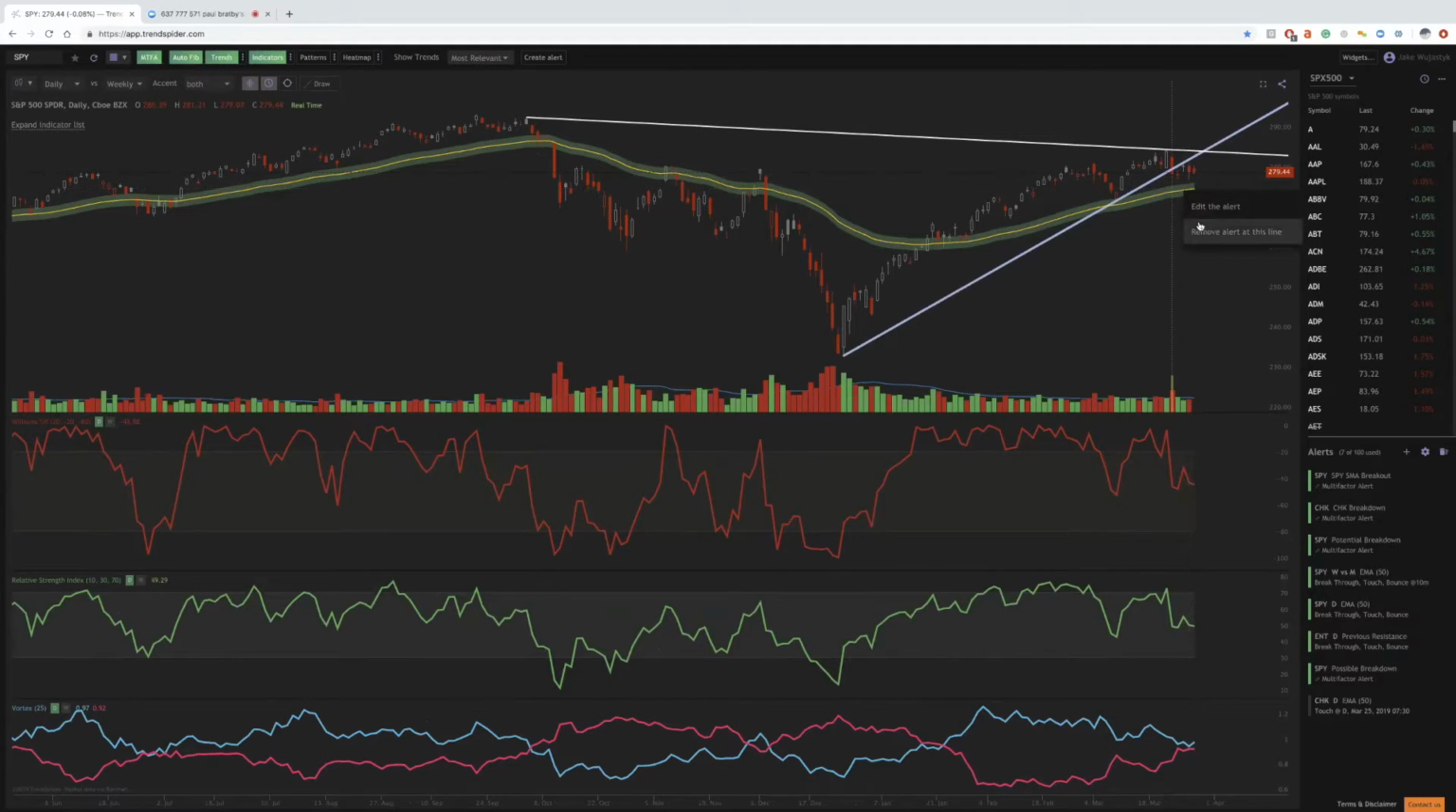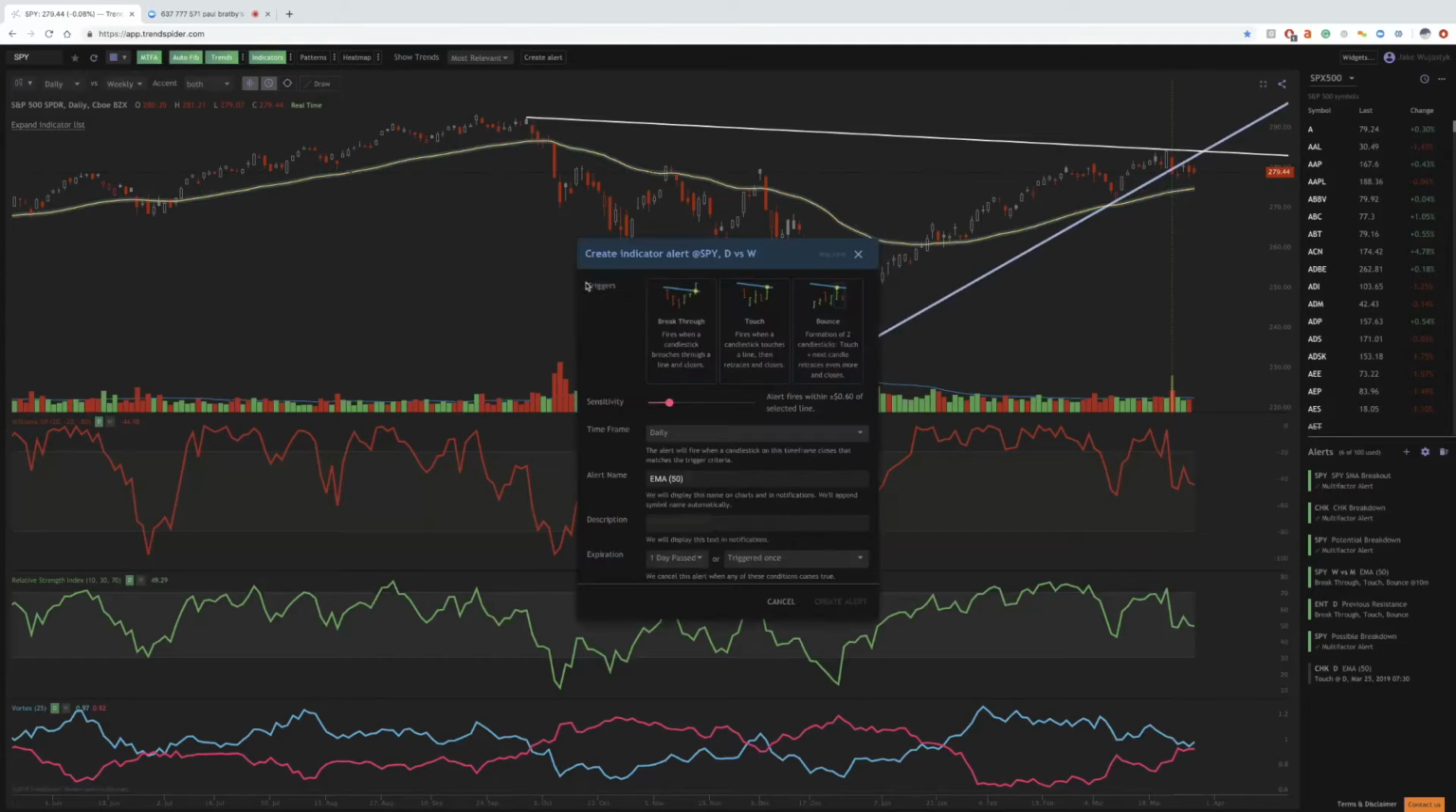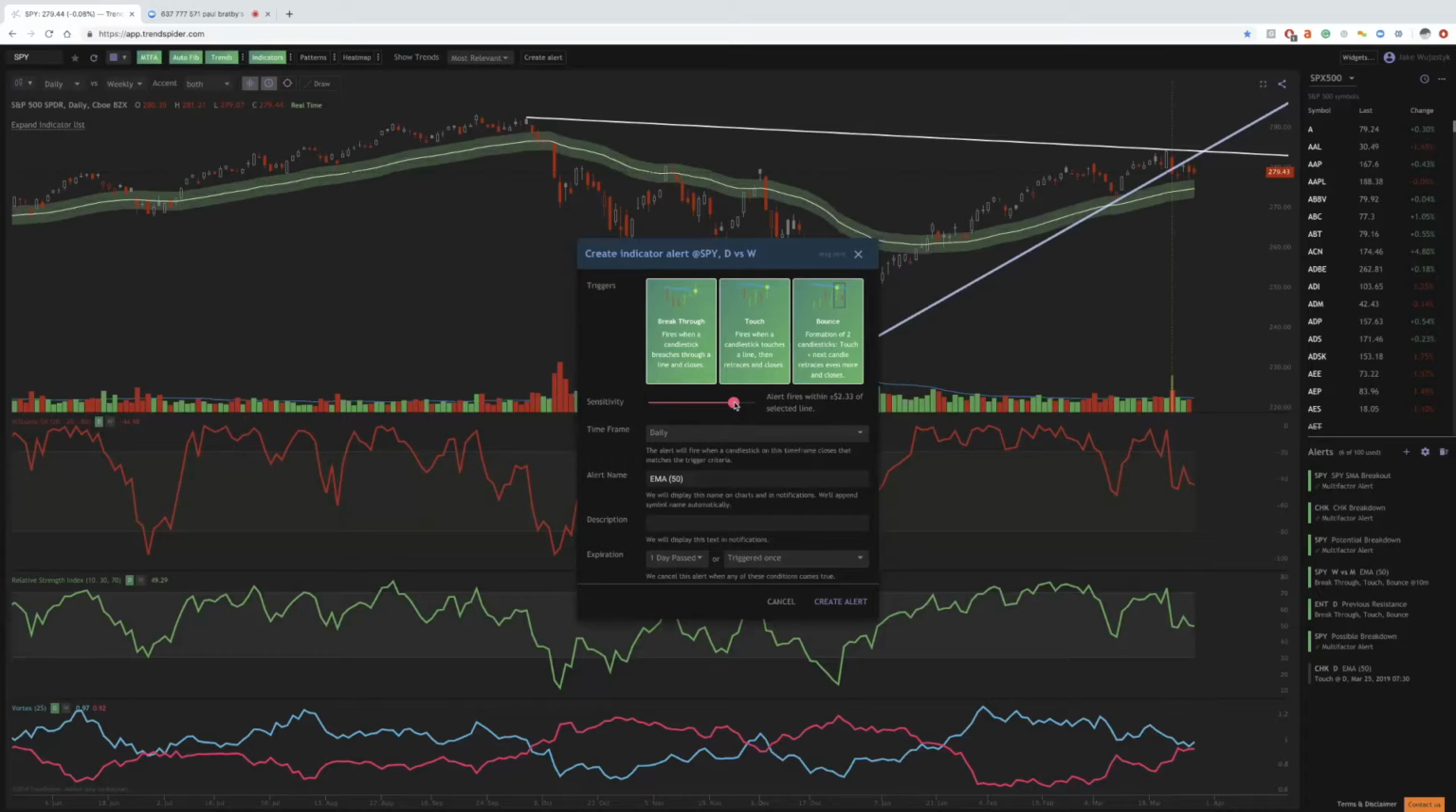So to start from scratch, if we wanted to create an alert on this line, we would essentially pick the triggers. I'll choose breakthrough, touch, and bounce. And if we wanted to make the sensitivity more, we could by just going to the right here. So you can determine how much margin of error you want with price action versus where the indicator or trend line is. So let's put it maybe right around here.